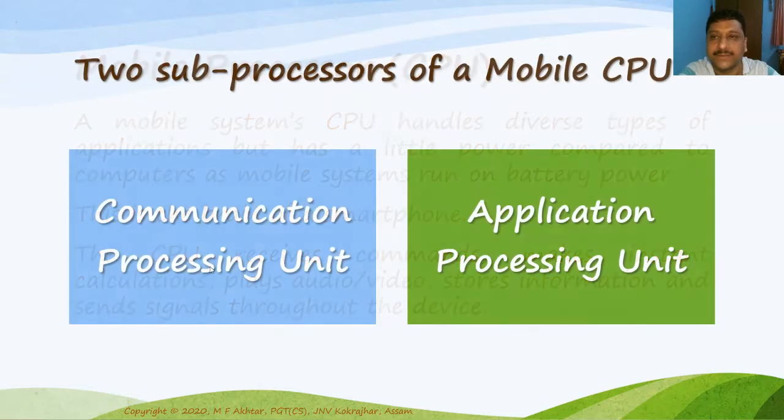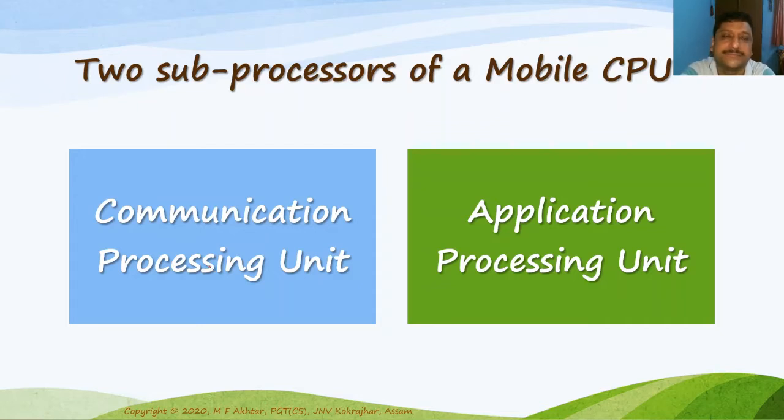Okay, now see, a mobile CPU has two sub-processors. First is known as the communication processing unit, and next is the application processing unit.